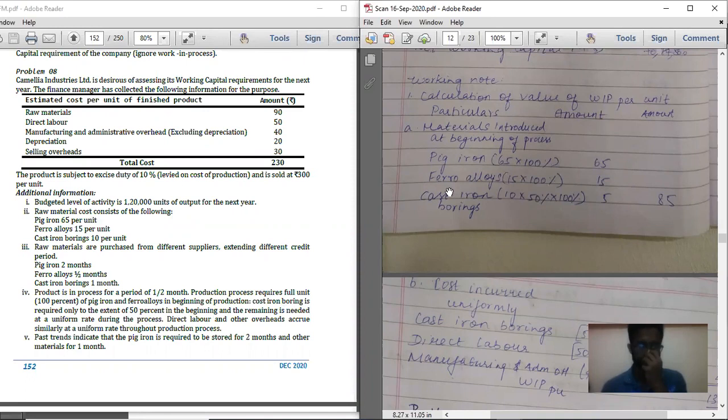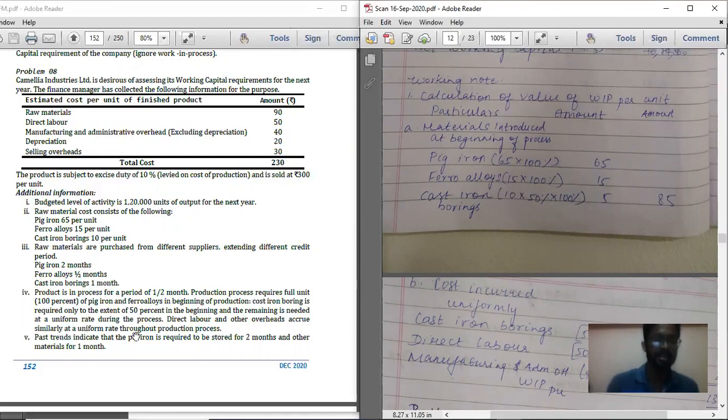Below that ferroalloys. Ferroalloys is also required at the beginning of the production, 100%. So ferroalloys within bracket, what is the per unit cost? 15. So within bracket 15 into 100%, close the bracket. So in the inner amount column, put 15 rupees. Below that, cast iron boring.